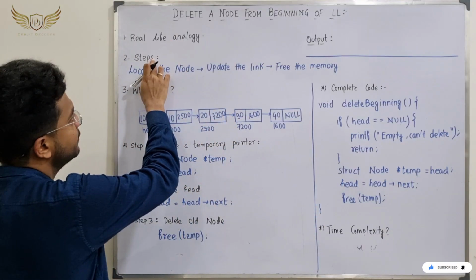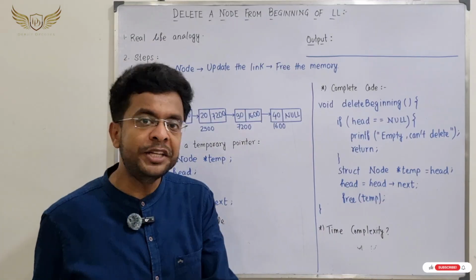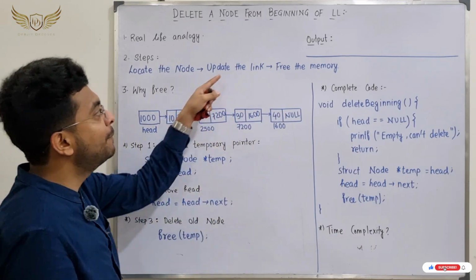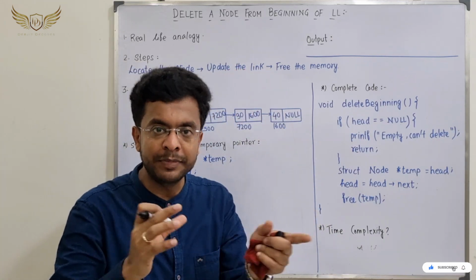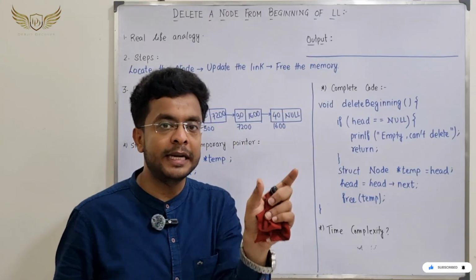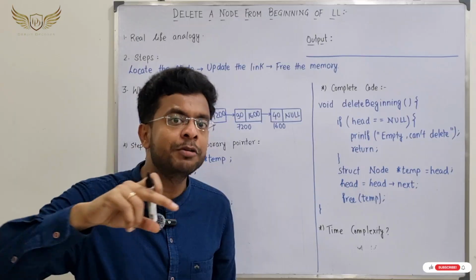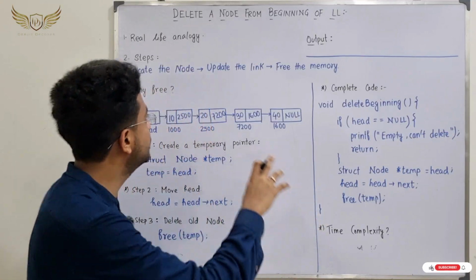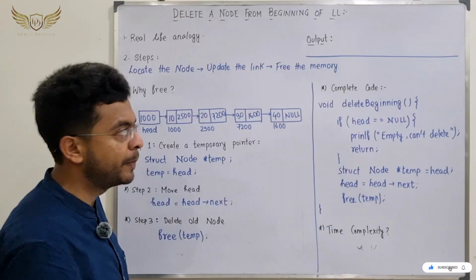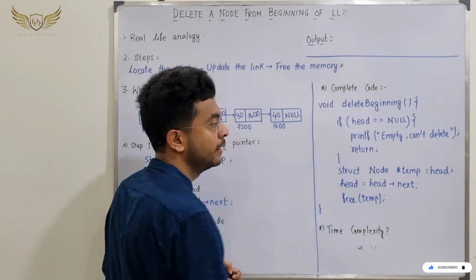Now what are the steps? The steps are: locate the node, that is, which node you want to delete, first locate that one. Then update the link. There is a node, there is a data part, there is a next part, there is an integer part, there is a pointer part. So you need to do something with the pointer, surely. So first locate the node, update that link, that is the pointer part, and free the memory. That is really important.